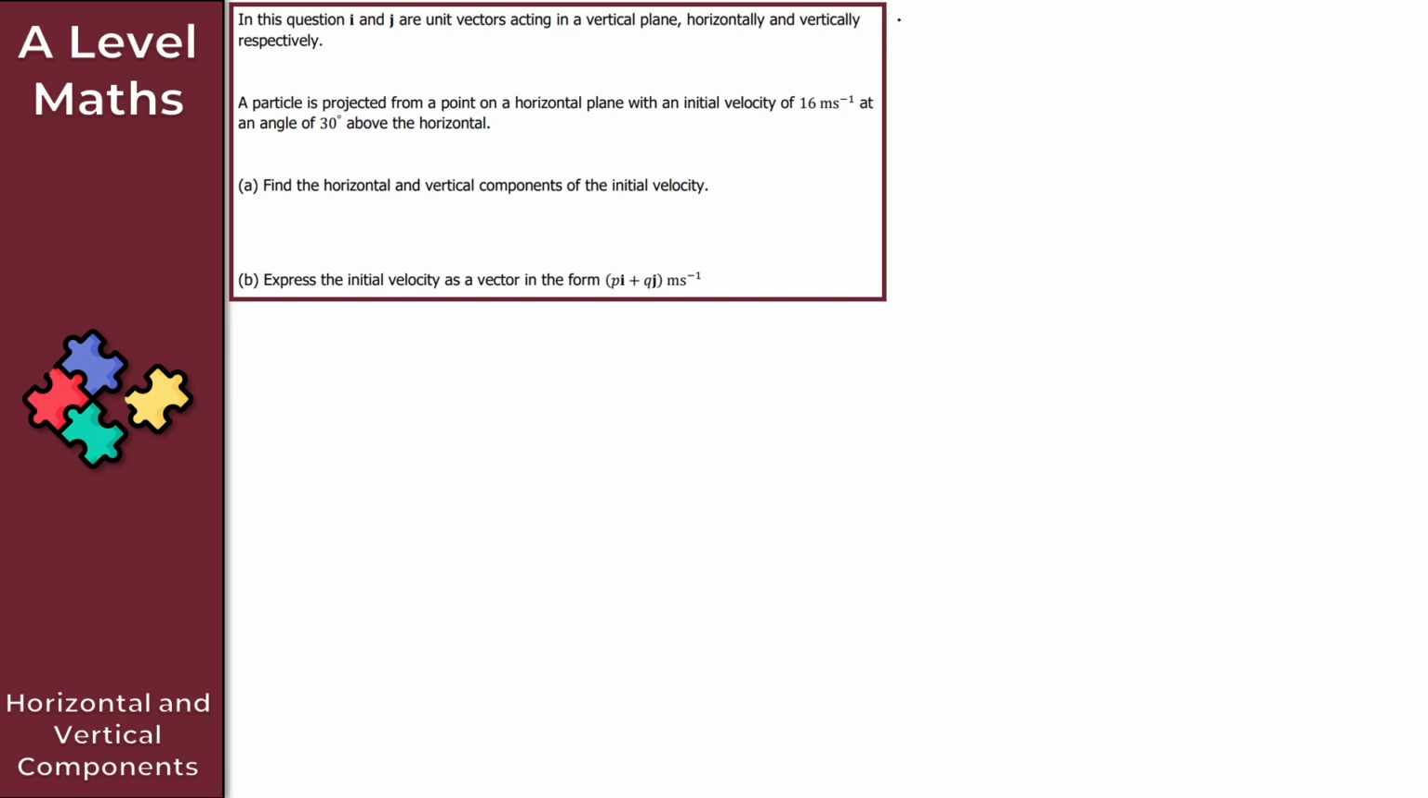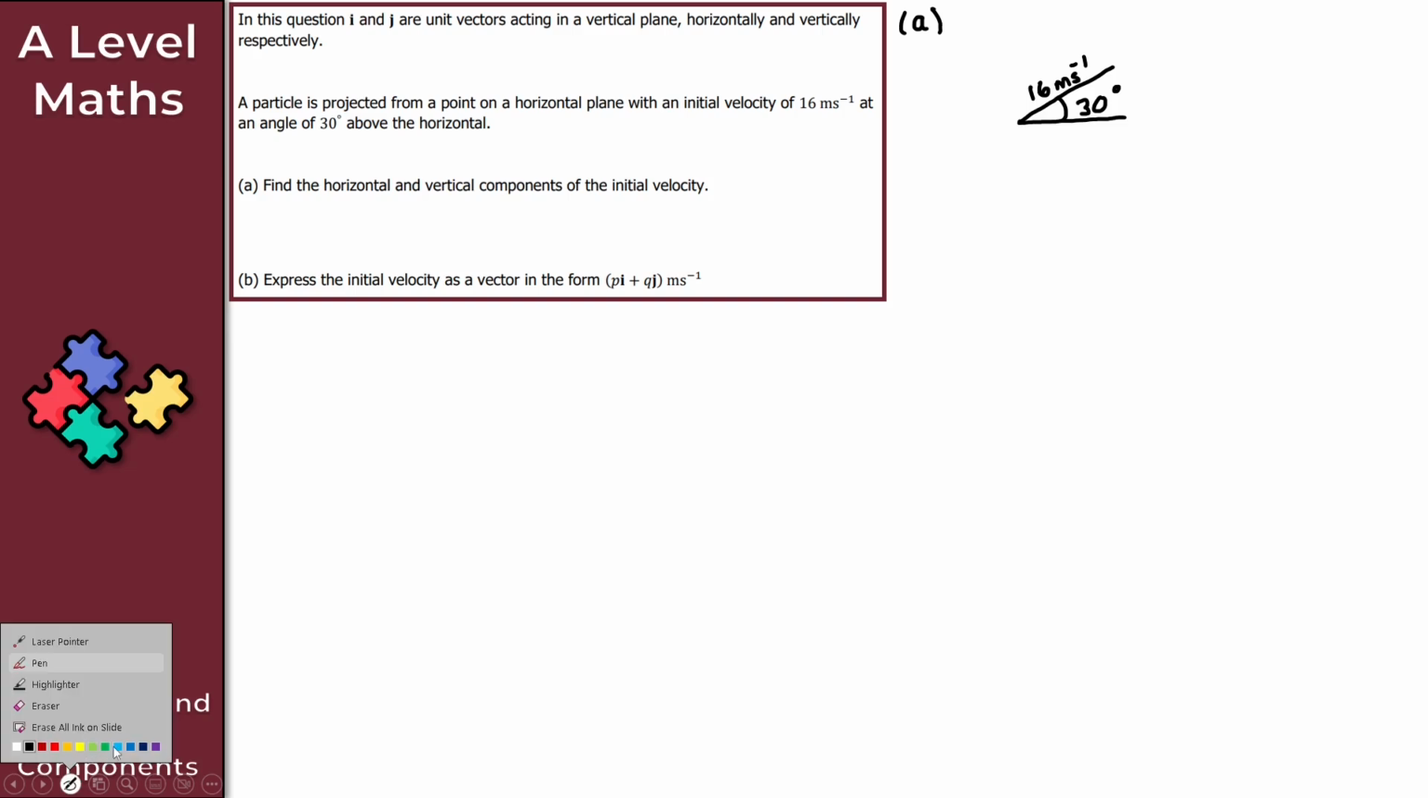So for part A, a good starting point is to draw a diagram. So we have the horizontal and we have the initial velocity, and this angle here is 30 degrees. The initial velocity is 16 meters per second, like so. What we're going to do now for part A is split this into two components. We'll do it in blue for the horizontal component.